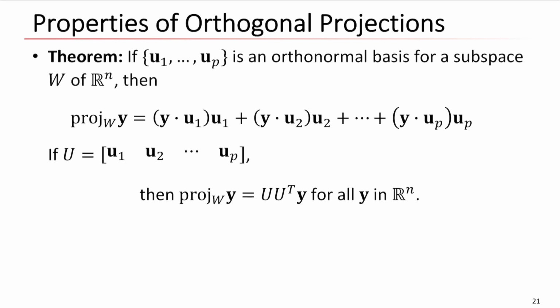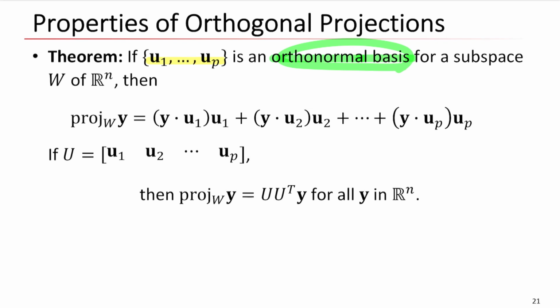Here is one more theorem. Actually, this theorem is not a new theorem. It is closely related to the previous one. Let's say we have an orthonormal basis u1 through up. Here it's not orthogonal, but orthonormal, a basis for the subspace W of Rn.